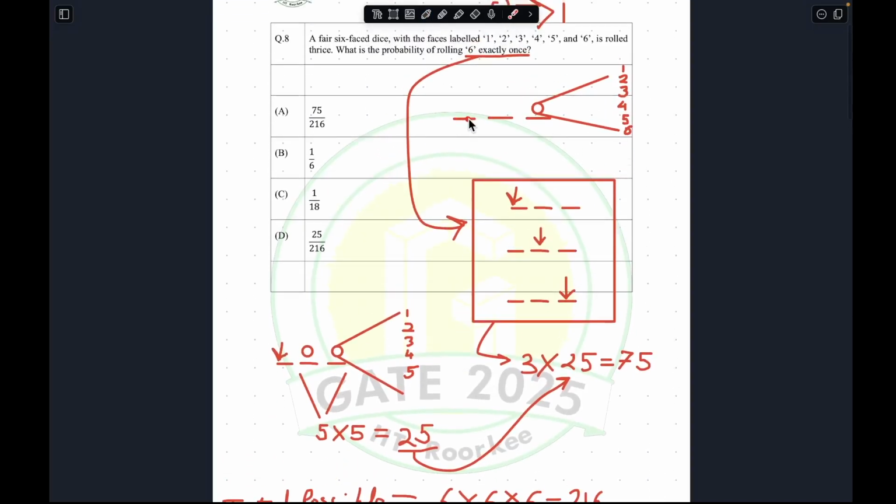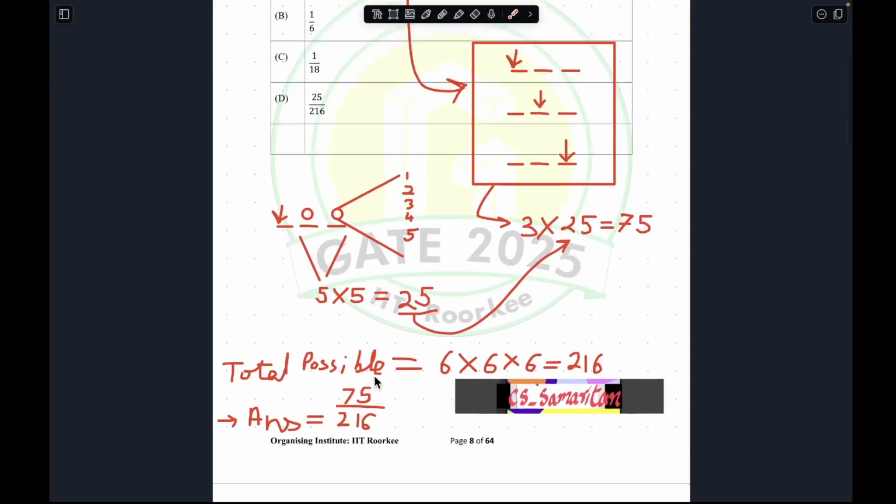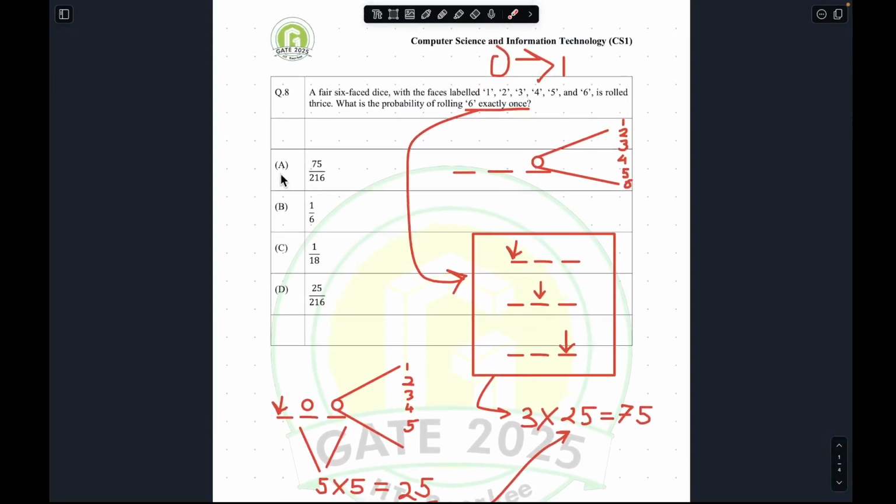So for every blank, if there were no restrictions, there are 6 possibilities. 6 comes over here, 6 comes over here, 6 comes over here. So 6 times 6 times 6 gives you 216. So the favorable permutations are 75 and the total number of permutations are 216. So the answer would be 75 by 216, and that gives us the first option. The first option is the correct option.